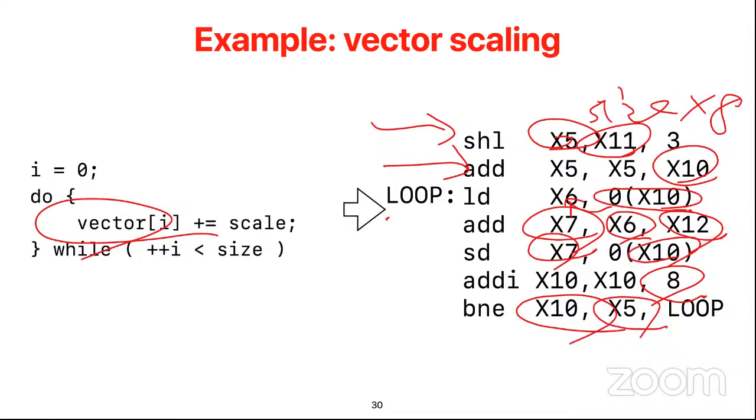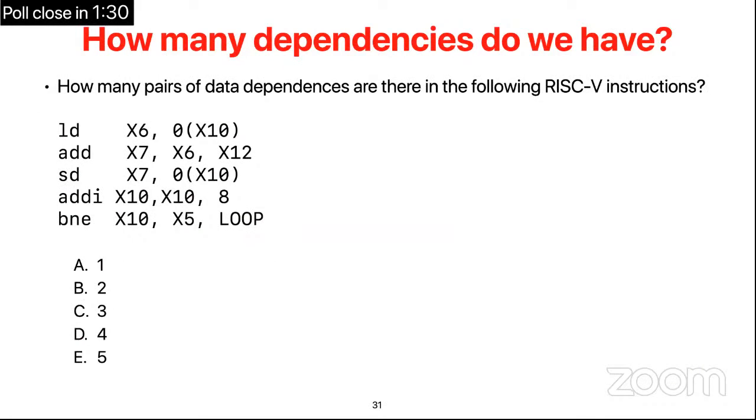All right. So now the question that I'm asking you is: for this piece of code, how many pairs of data dependencies are there?